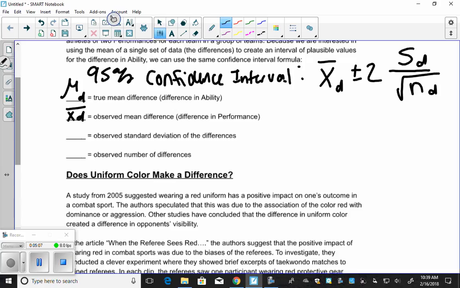The observed standard deviation is the S with a little d, and the observed number of differences is n with a little d. It's probably just going to be S, but instead of writing out standard deviation, there is another symbol that you can see used for standard deviation.